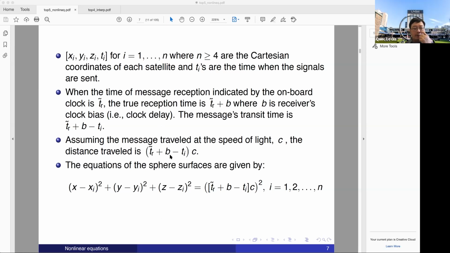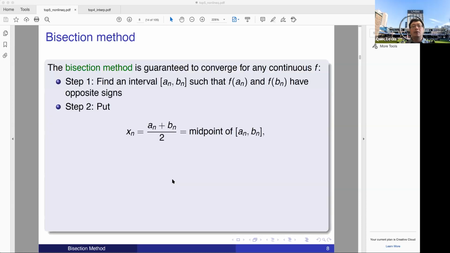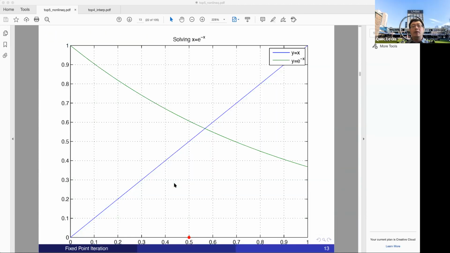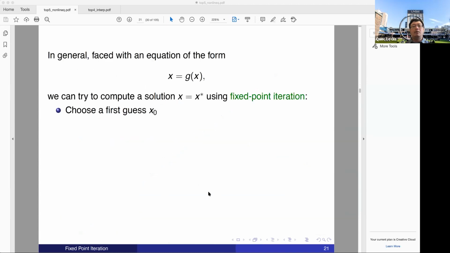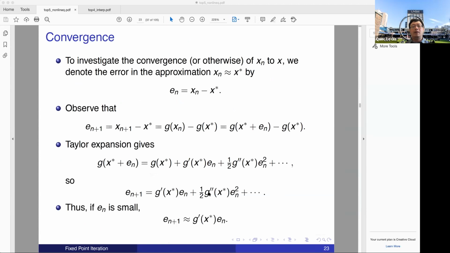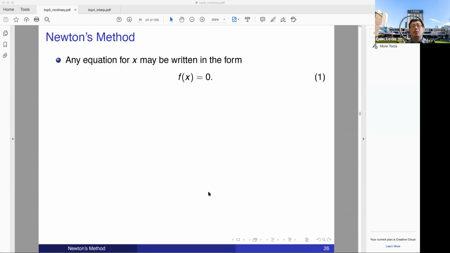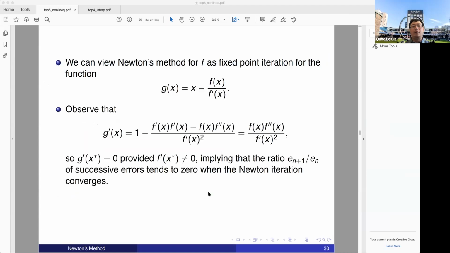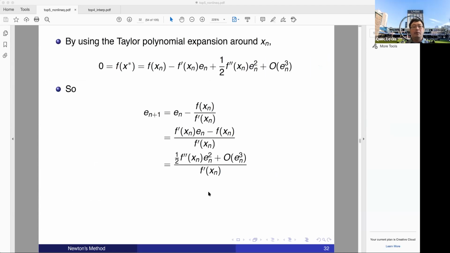So your mobile phone has to solve it in order to give you the location in the map, yeah? Then how do we solve it, right? So we discussed only a single variable, the univariate case, yeah? But now we need to move into 2 variables or 3 variables or more, right?